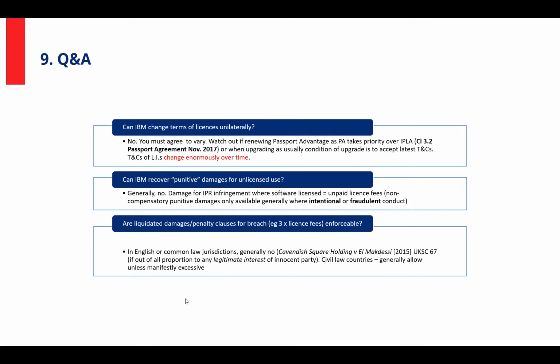So when you upgrade, or if you upgrade your software, that will normally require you to accept the latest terms and conditions. Terms and conditions of license information change enormously over time. We'll have a look at one of those soon. So actually, that's the legal mechanism. You either renew your Passport Advantage agreement or you upgrade. You do some act which will require you to click on or sign that you accept that effectively the new licensing metrics will change.